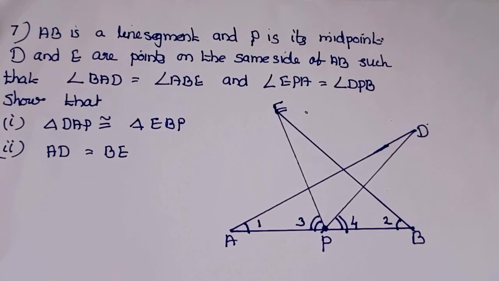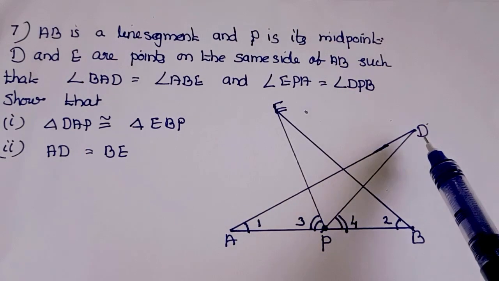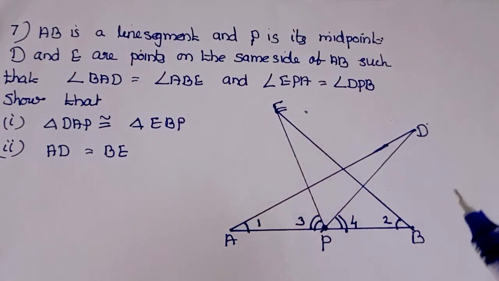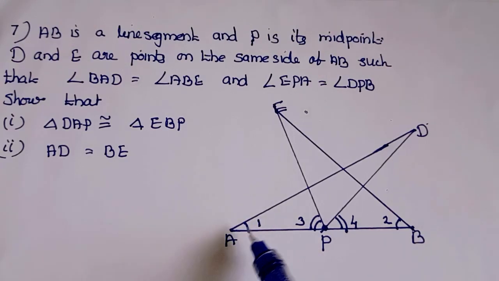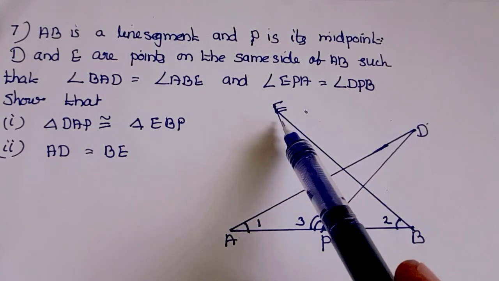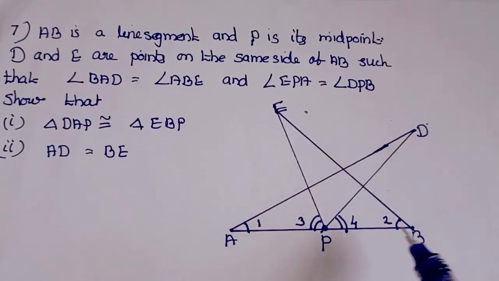Seventh question. AB is a line segment and P is the midpoint of AB. D and E are points on the same side of AB, such that angle BAD, here it is angle 1, equals angle ABE, here it is angle 2, angle 1 equals angle 2. And angle EPA, that is angle 3, equals angle DPB, that is angle 4.